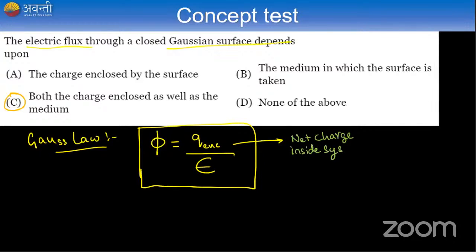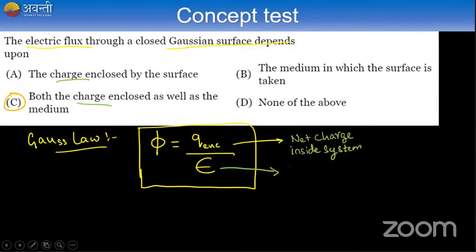So how many options have this? Option A, yes, it involves charge. Option B, it doesn't involve charge. Option C, yes, it involves charge. Option D, it doesn't have anything. So what does this epsilon signify? Now, what is epsilon, guys? We had learned this in our very early classes of this same chapter. What is epsilon?